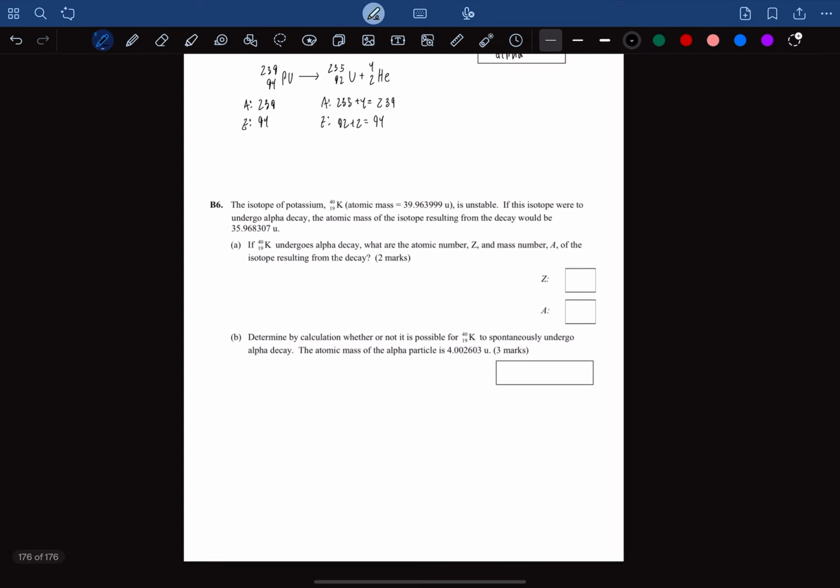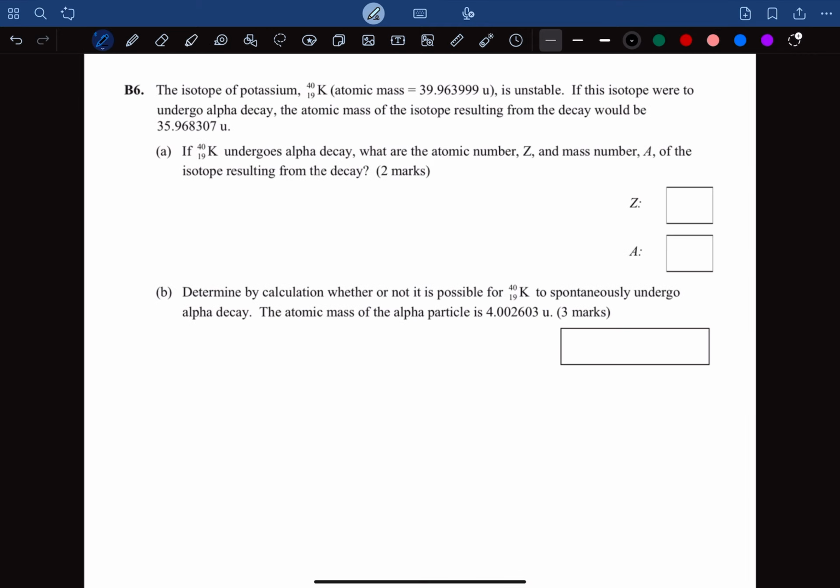Okay, so last questions before we're done. This is an isotope of potassium, has this mass, is unstable. If this isotope were to undergo alpha decay, the atomic mass of the isotope resulting from the decay would be this. The first question is just asking, if potassium-40 undergoes alpha decay, what are the atomic number Z and mass number A of the isotope resulting from the decay? This one's pretty straightforward. You can try this one. Pause the video and try before I continue. But I'm going to start now.